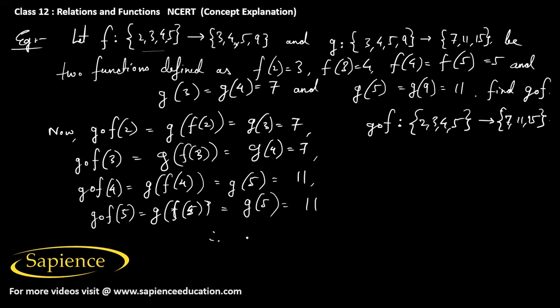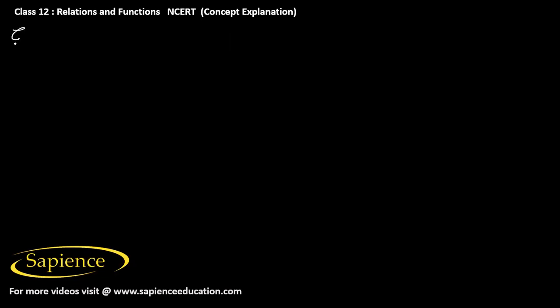So therefore g of f is the set of ordered pairs (3, 7), (4, 7), and (5, 11). So there are only 3 elements, 3 ordered pairs, in the function g of f. Then we shall give one more example.